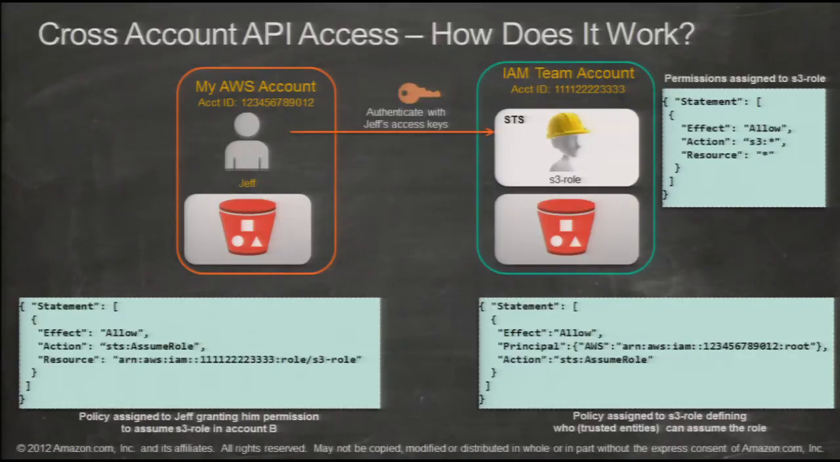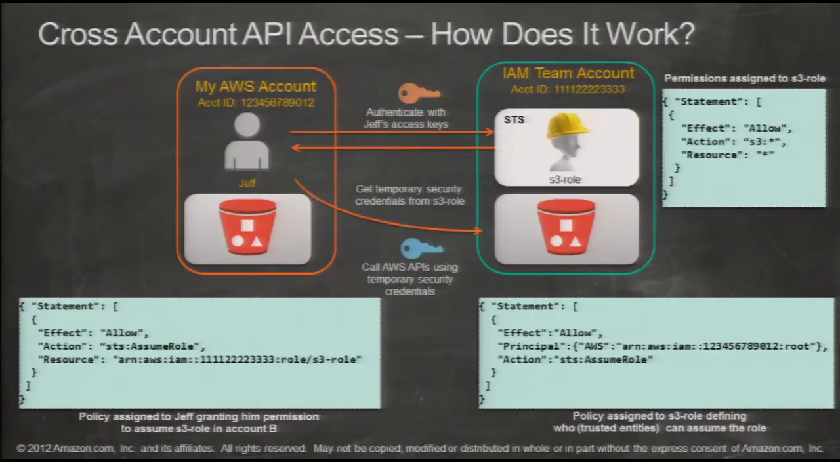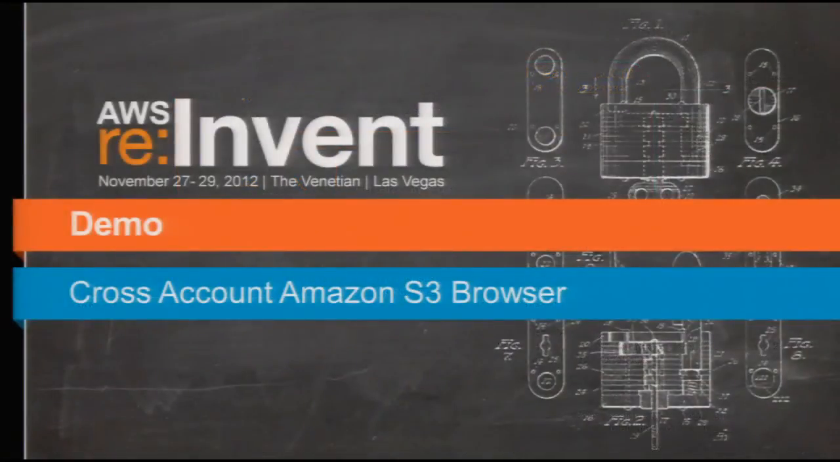What ends up happening is Jeff uses his long-term keys, his IAM keys. He makes a request to STS. He assumes that role. STS returns to him an assumed role session that has a temporary set of credentials along with keys. And then I use those keys to make subsequent signed requests so that I can access that bucket. So let me show you how that works.